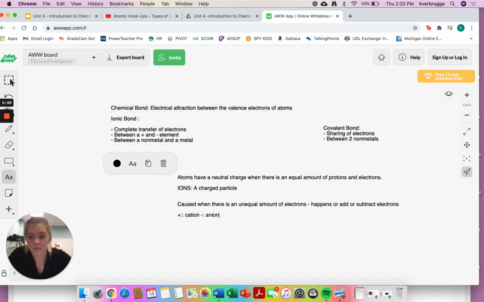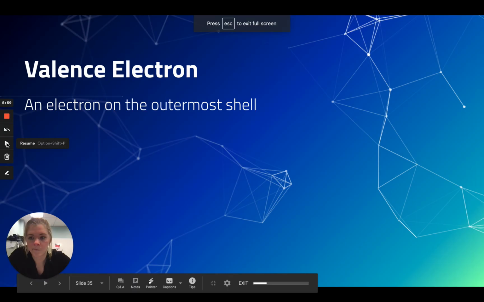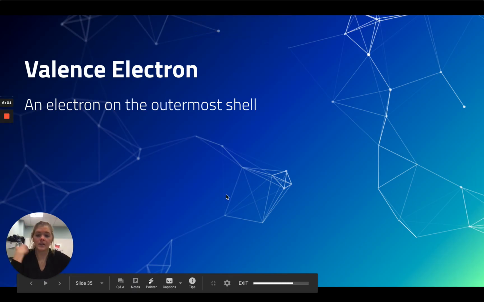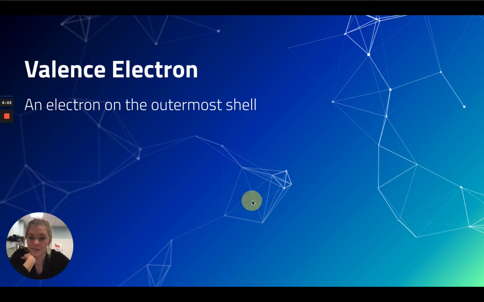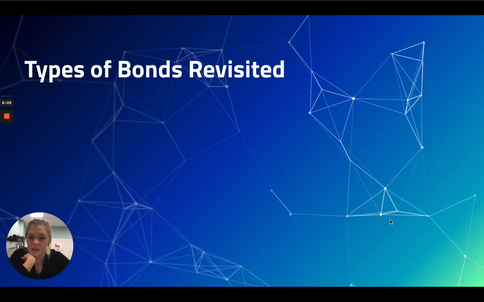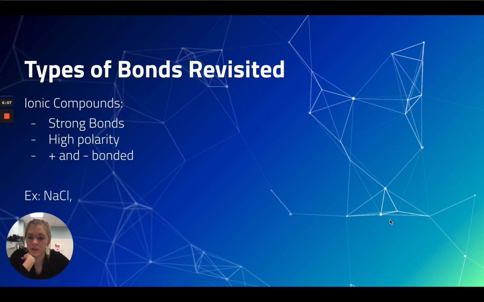So let's go back to our PowerPoint. We now know what an ionic bond is, what a covalent bond is, we know what an ion is, so we're going to be seeing this in how things bond. So again, valence electrons are how things interact to make bonds. I do have a little video for you to watch here in a moment too.